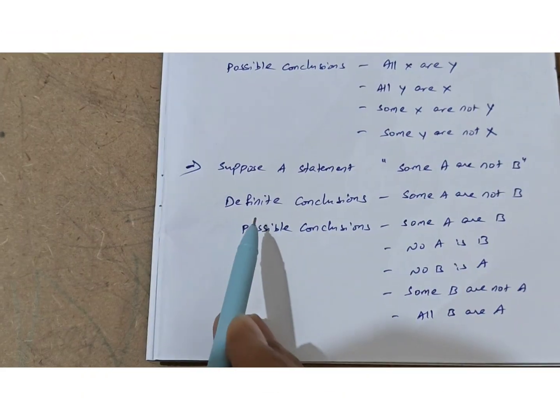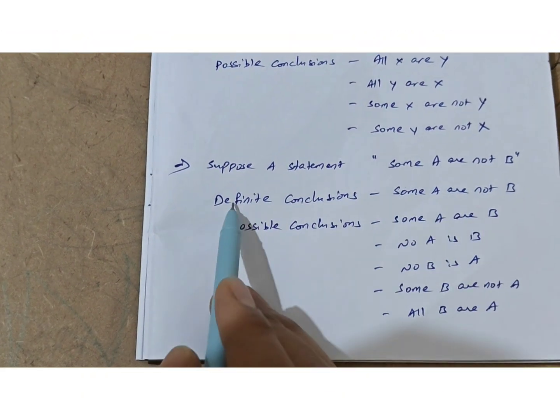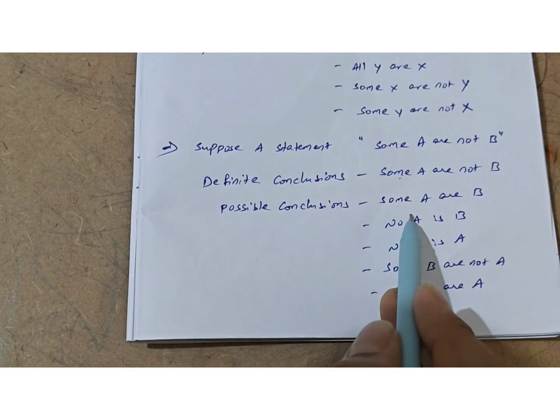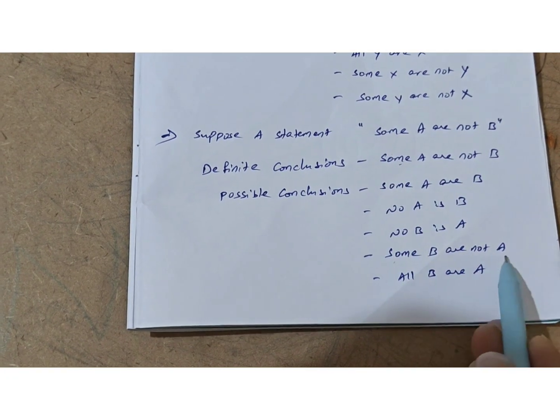Suppose a statement: some A are not B. The definite conclusion is some A are not B. And the possible conclusions are some A are B, no A is B, no B is A, some B are not A, all B are A.